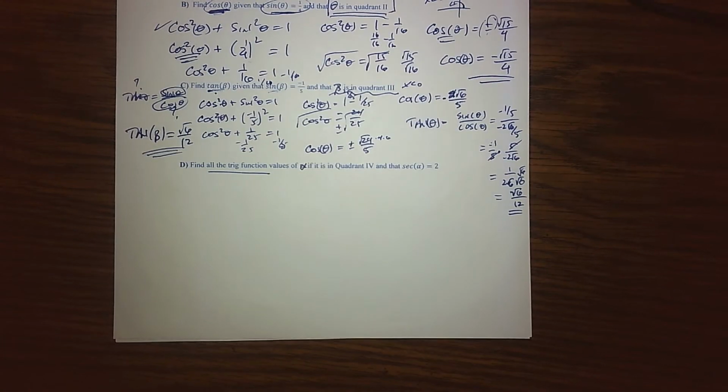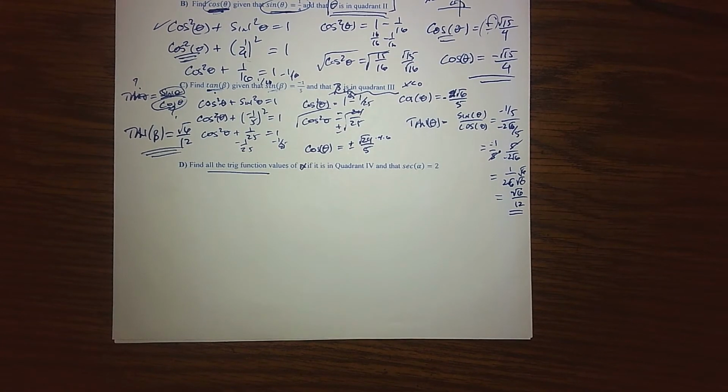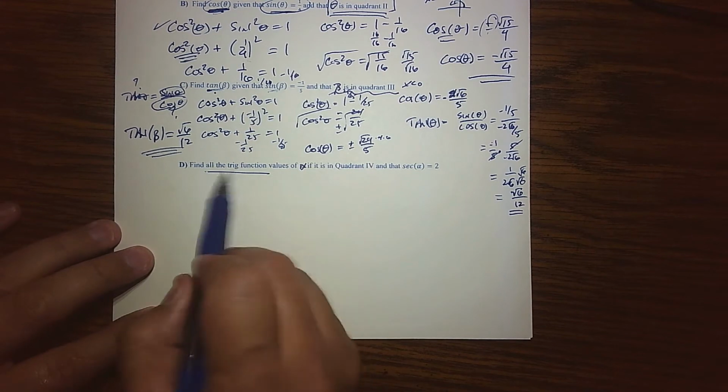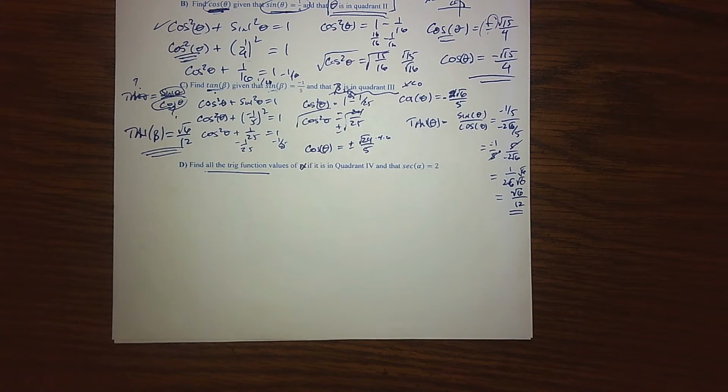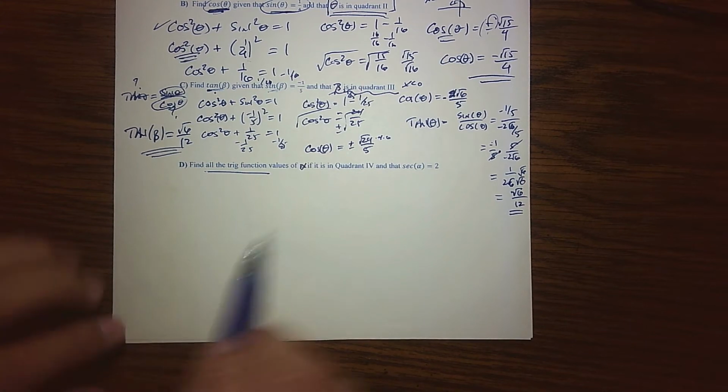Alright, so let's wrap this up. Last problem we'll do. Again, this one's kind of loaded because we don't want all of them. So we're going to have to really use not all of our trig identities, but quite a few of them. So let's start with what we know, right?